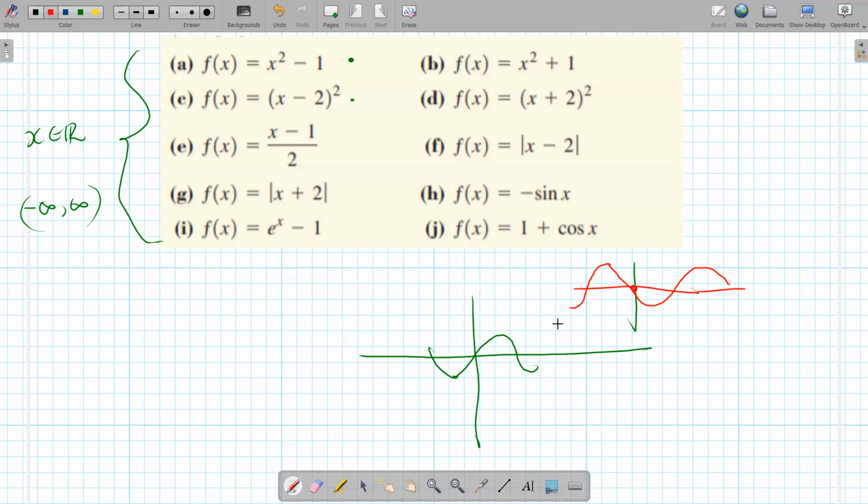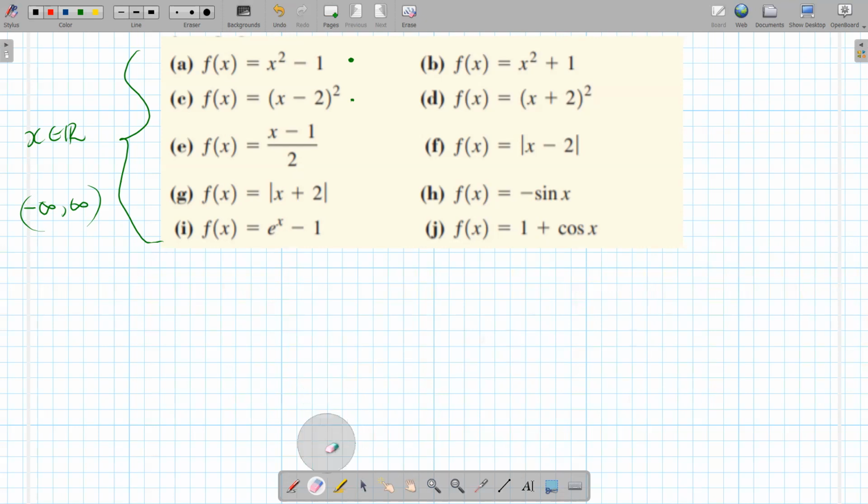Okay. Got it. Now H, what's the domain and range of H? Domain is just going to be negative to positive infinity. What about the range? The range is going to be -1 to +1. Inclusive or not? They are inclusive. The only one that's exclusive is the exponential function.